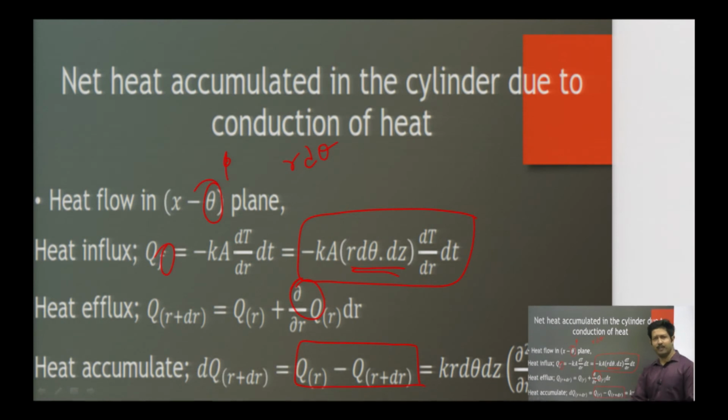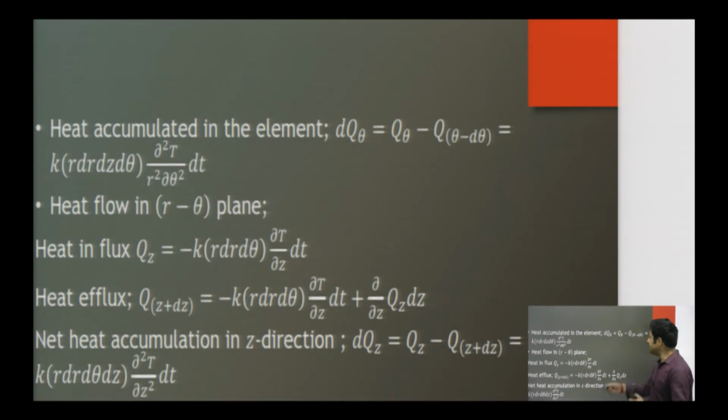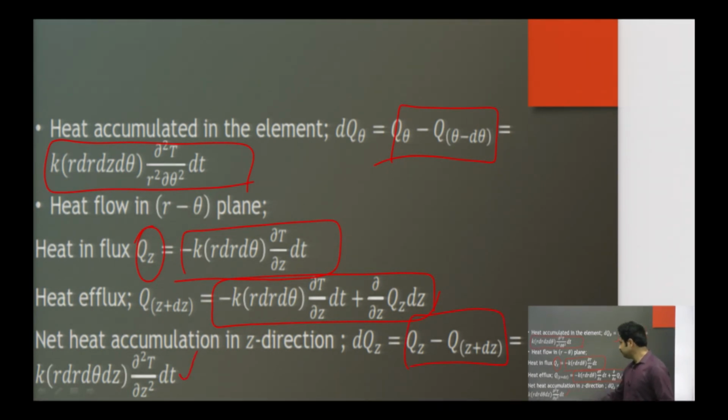On a similar approach we are heading towards it. So the heat accumulation in the element in the theta direction is q theta minus q theta plus dθ. This is what we get. Now the heat flow in the r-theta plane, qz. Here Fourier's law of conduction is applied in the z direction, and heat efflux means the heat that is coming out of the system. So the net heat accumulation will be qz minus q z plus dz, and this is what it comes up to.